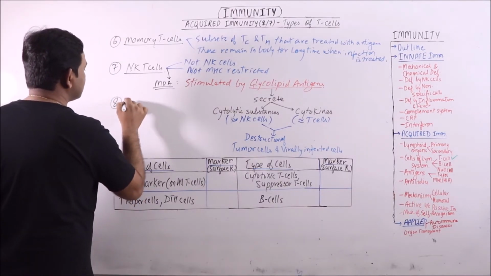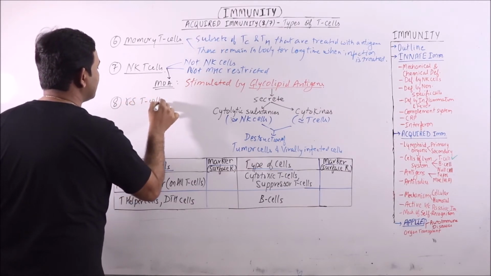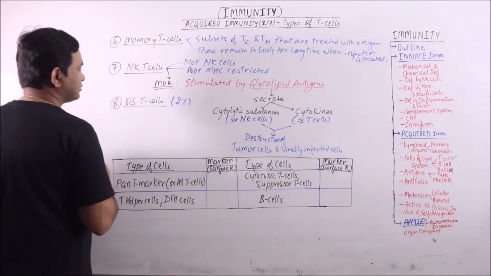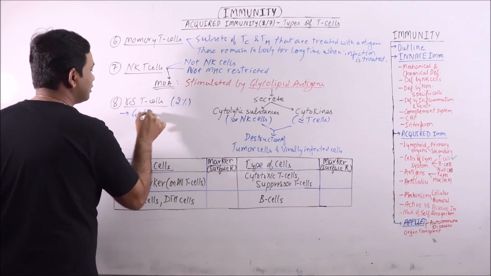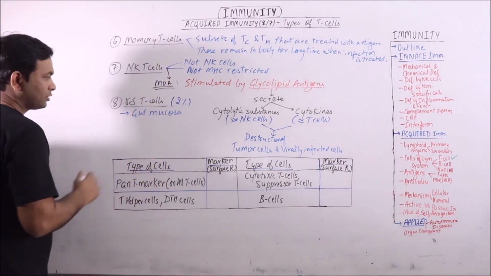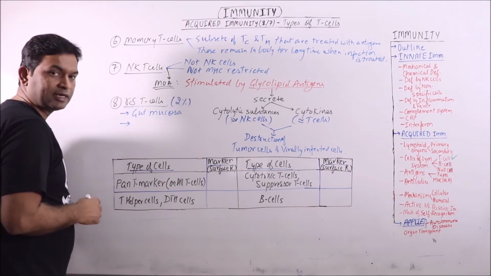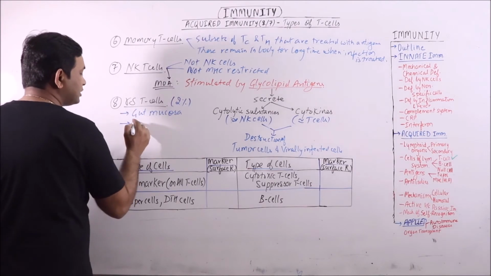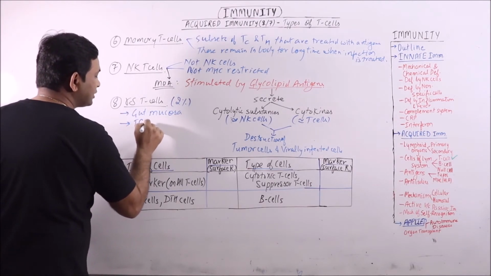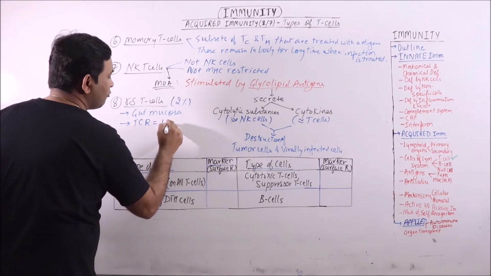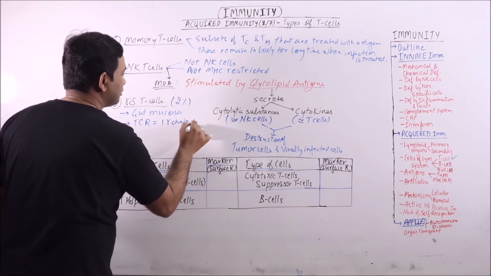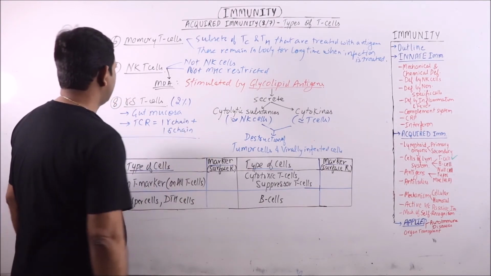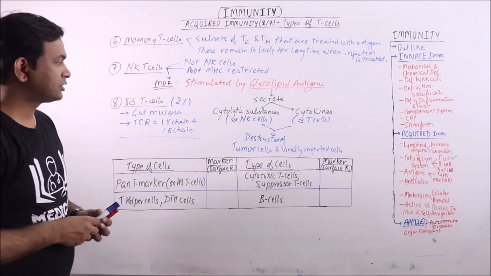Now the next one is gamma delta T cells. These form 2% of the total T cells and are found in gut mucosa. We know that all the T cells have T cell receptors made up of one alpha and one beta chain, but these have T cell receptors made up of one gamma chain plus one delta chain. These are also not MHC restricted.